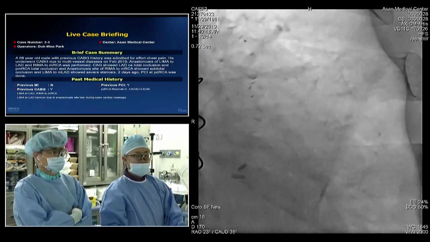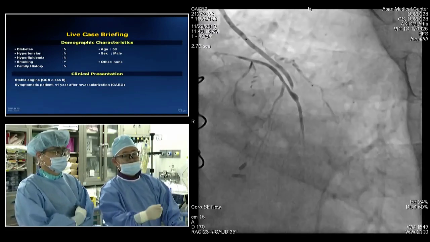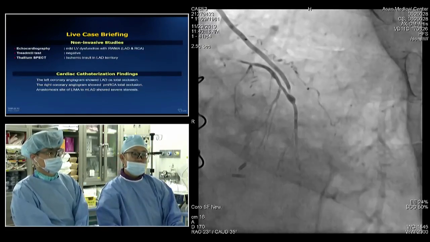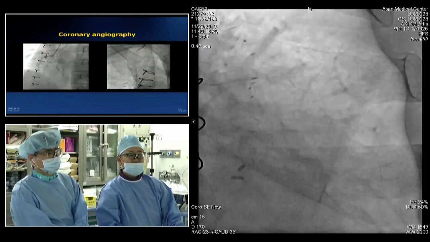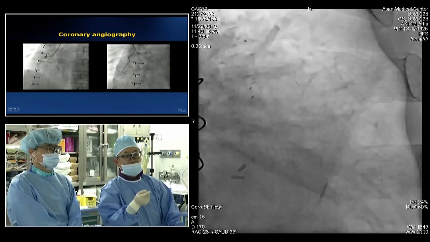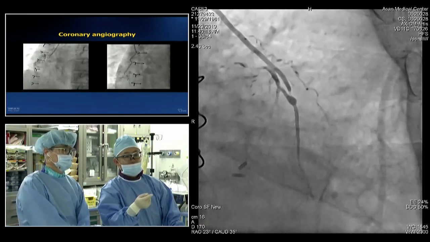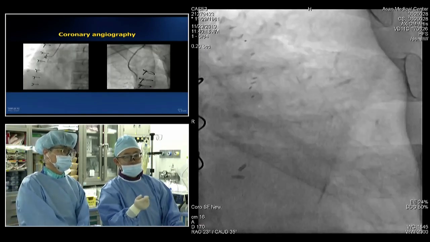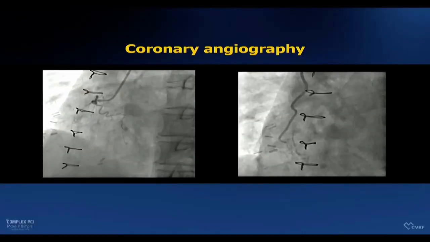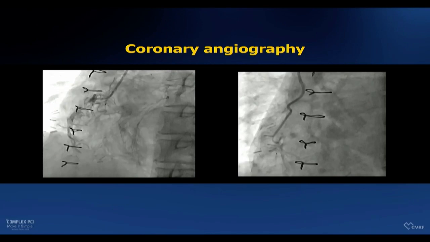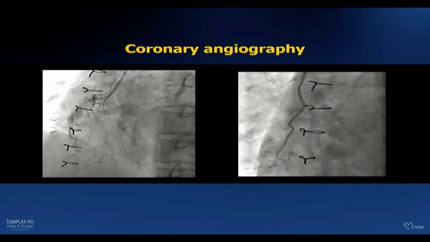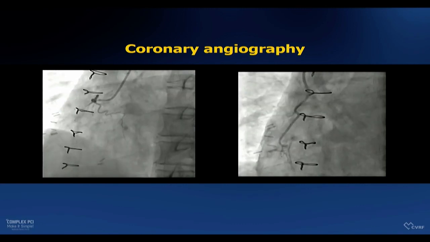Okay, next one. This is the bypass surgery from 9 months ago. Looking at the coronary angio, the initial RCA view showed the native vessel was totally occluded. Looking at the LIMA angiogram, it's not so good. He attached the distal LIMA to the mid RCA, and the distal part is not so good.